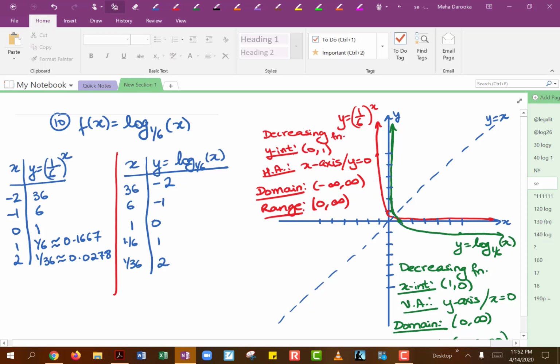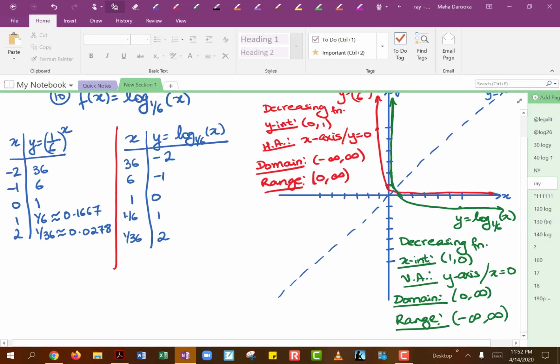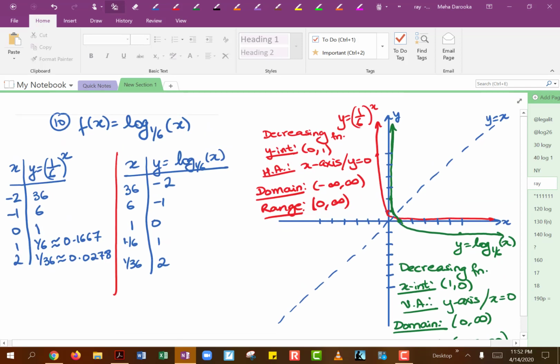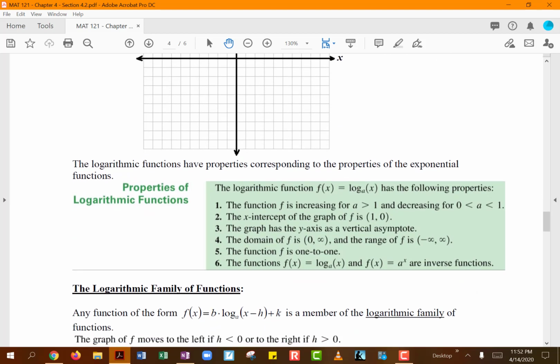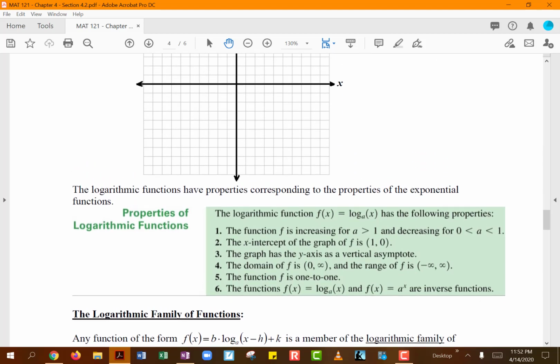Okay, so this was our graph for number 10. So again, they're just talking about some of these properties here for our logarithmic functions. So like I said, when your base is greater than 1, the function is increasing. When the base is between 0 and 1, the function is decreasing. The x-intercept for our graph is going to be at the point (1, 0). We have a vertical asymptote for our graph at the y-axis. Domain is going to be 0 to infinity. Range is negative infinity to positive infinity. And again, remember, in the domain you're not including 0. Our function is definitely 1 to 1.